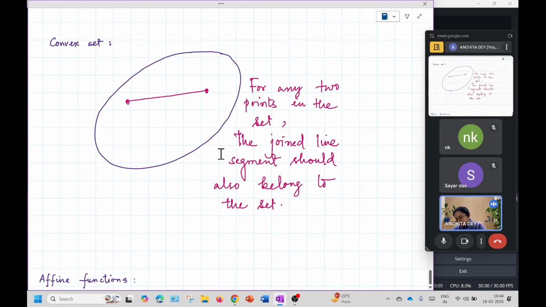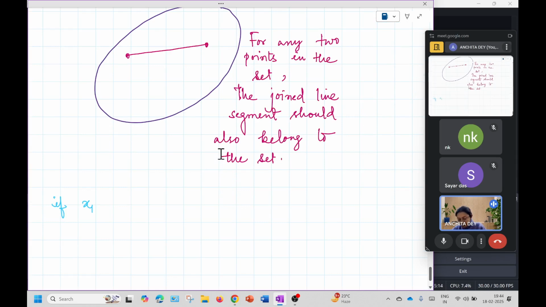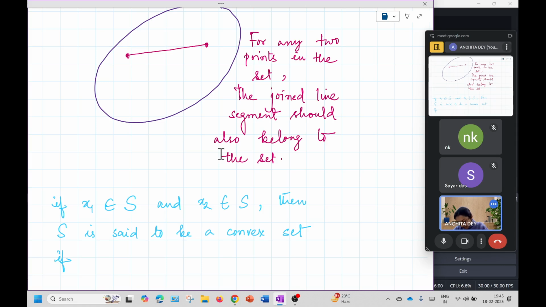So basically, if you have to write it mathematically, you will just say that if x1 belongs to some set, say S, and x2 belongs to S, then S is said to be convex if lambda x1 plus (1 minus lambda) x2 also belongs to S for all lambda in 0 to 1. Okay.